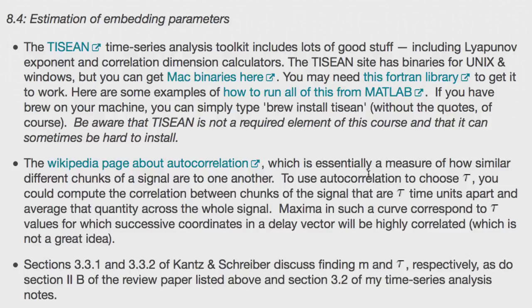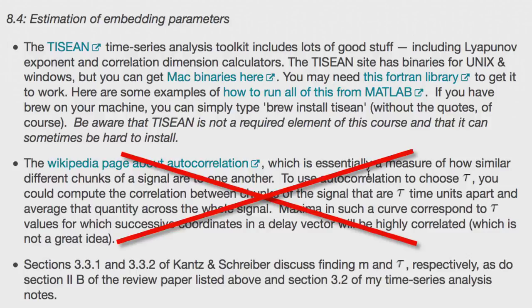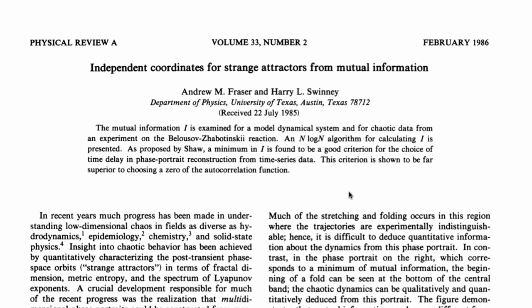We can't use the autocorrelation function because this is a linear statistic which doesn't get at any of the nonlinear correlations present in nonlinear dynamics. In the paper, Independent Coordinates for Strange Attractors from Mutual Information, Fraser and Swinney proposed a method to get what they called generally independent basis vectors.